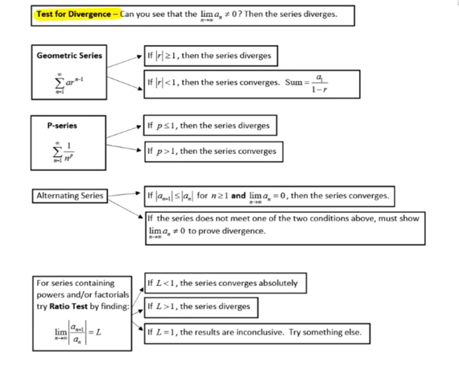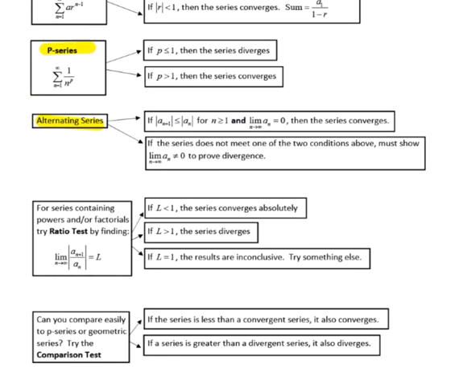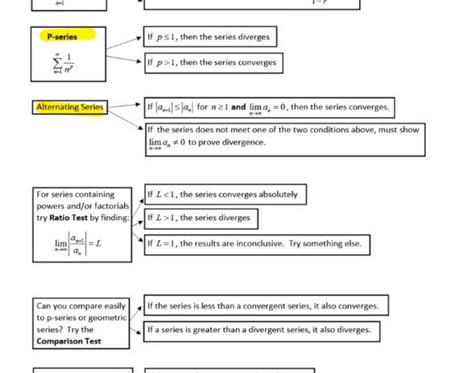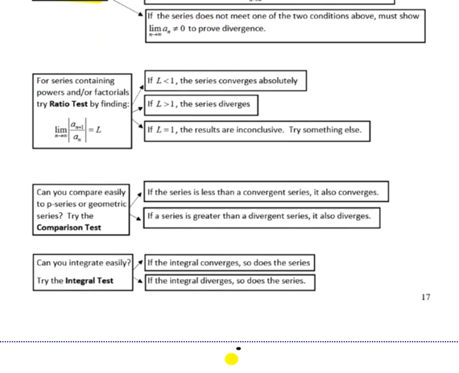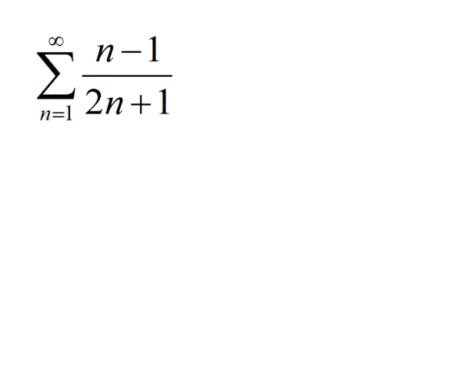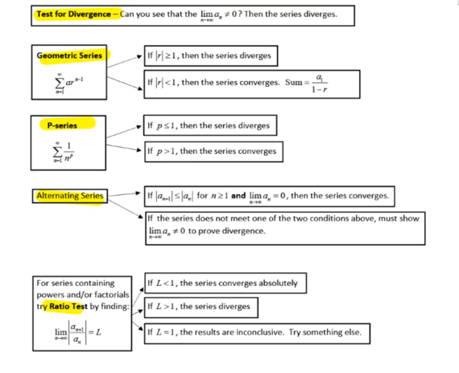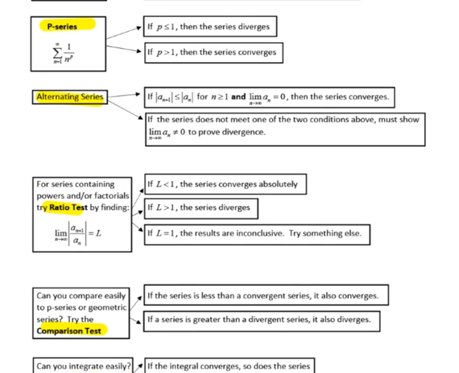Then we look for things that are really familiar, our geometric or p-series. Alternating, if we see that plus or minus action happening, we have a couple of different ways to do that. And then after that, we are going to try either the ratio, comparison, or integrals. You could also have the root test, but that's not tested on the AP exam, and that's looking for if something is overpowered.